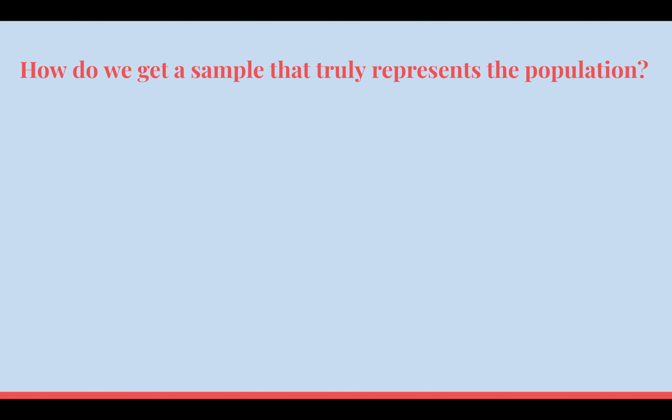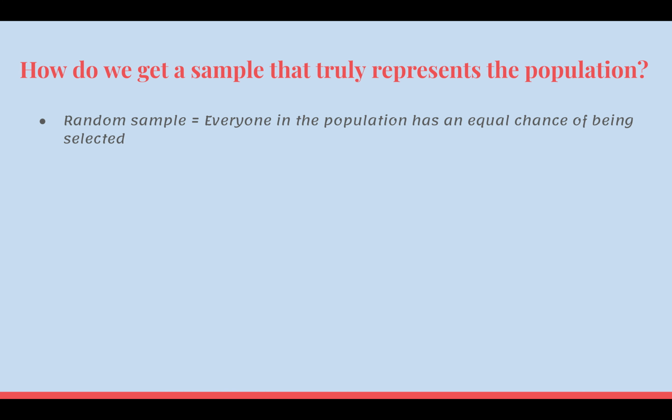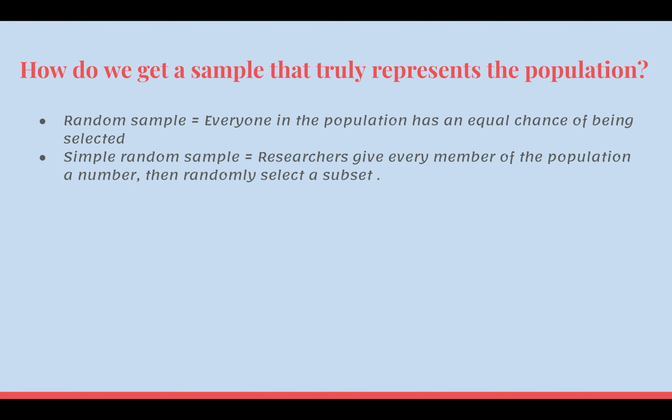How do we get a sample that truly represents the population? In order to get a sample that truly represents the population, there are many routes for researchers to take. They can get a random sample, which is when everyone in the population has an equal chance of being selected, which is the goal. Through this, they can do a simple random sample, which is when researchers give every member of the population a number, then randomly select the subset from that number.